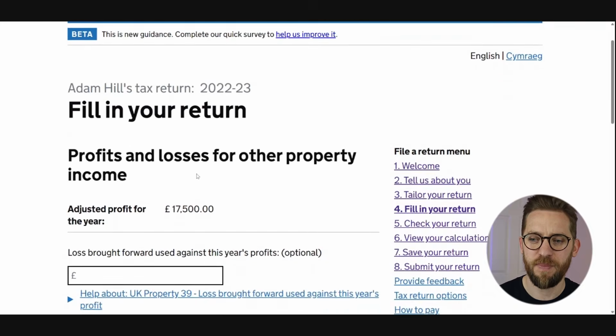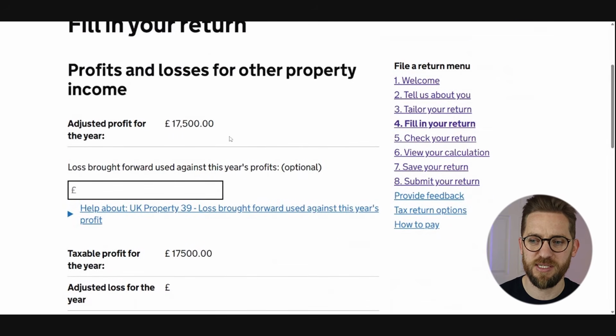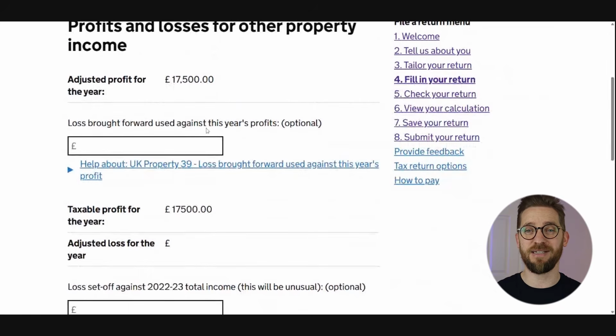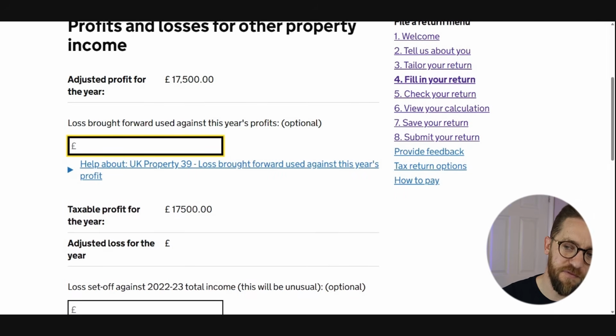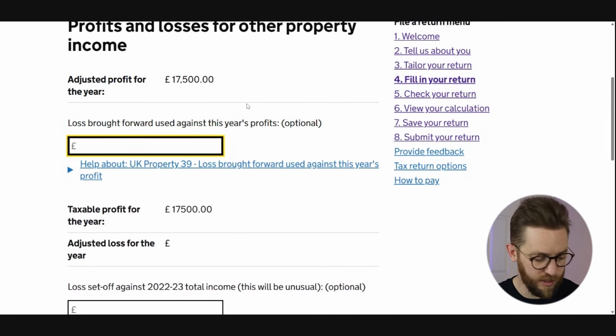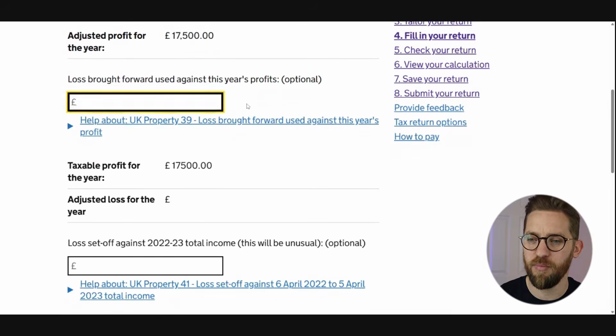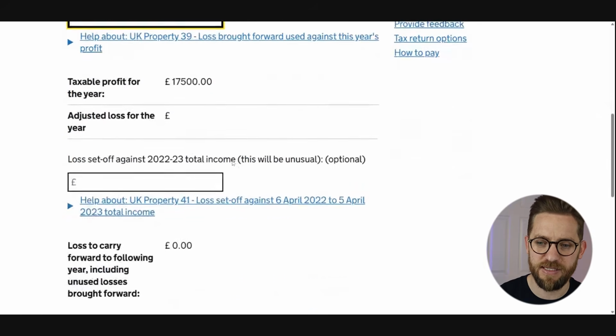Save and continue, and you can see my adjusted profit for the year is £17,500. Now that makes sense. I've got 30 grand of income, I've got 5 grand of expenses, and I've got 7.5 grand of rent a room allowance, which brings me down to 17,500. Losses brought forward. We've actually been through this on the furnished holiday let example. I don't have any in this case.